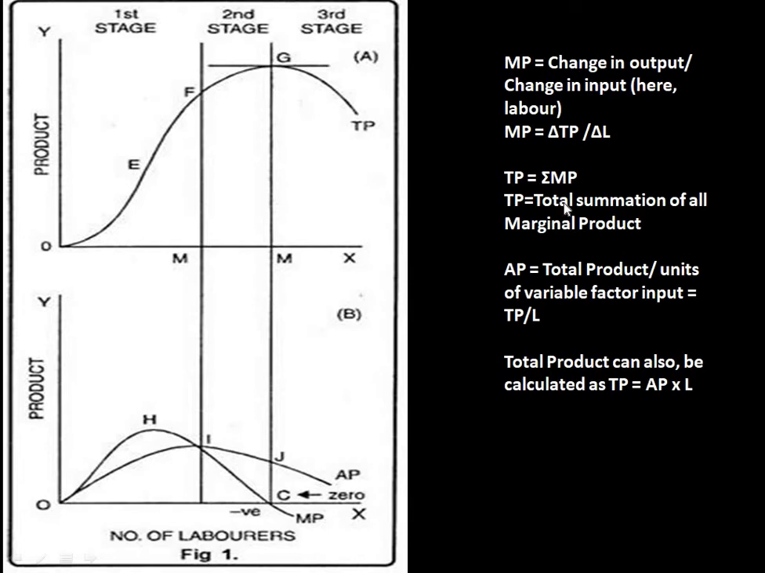Next comes AP, average product. Average product we get through the division of total product by the units of variable factor input. That means TP divided by L. And total product can also be calculated as TP equals average product times the variable factor inputs.